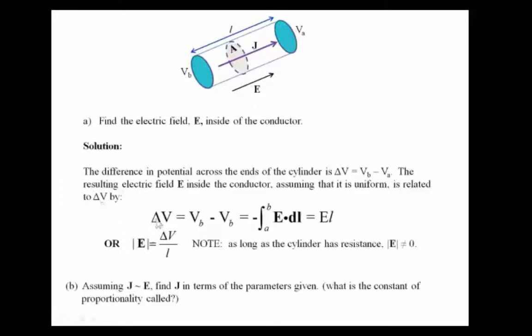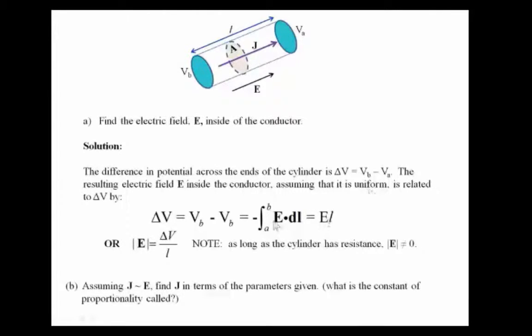So here it is again, and we set that equal to, remember that we can find the difference of potential by integrating the E field along some path between the two ends. So here, if we have, for example, the end A and the end B, if we integrate E from one end to the other along some path inside the conductor, then we will get E times L because we assumed that the E field is uniform.